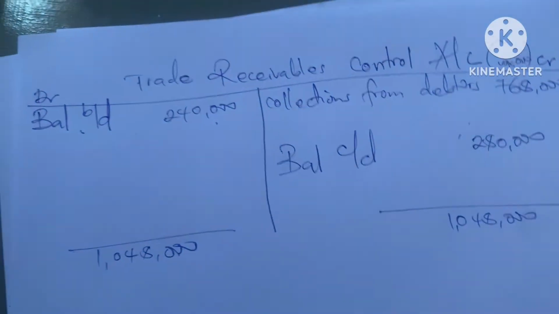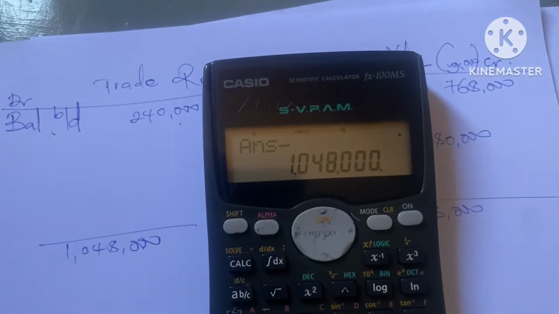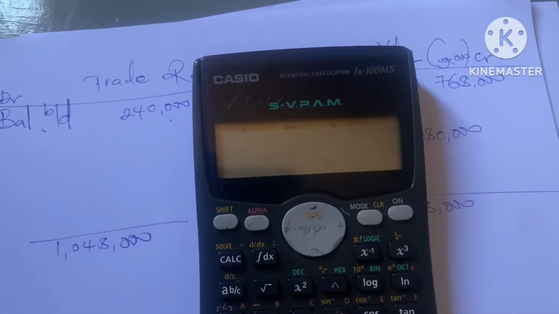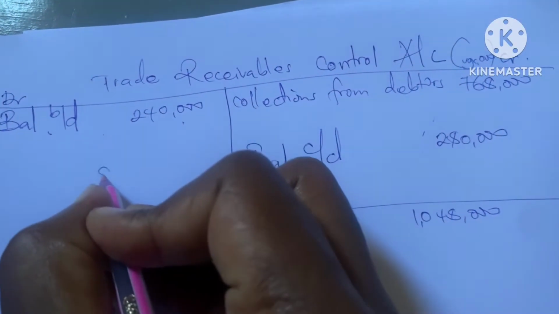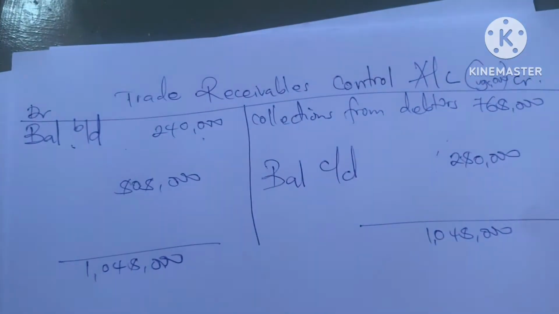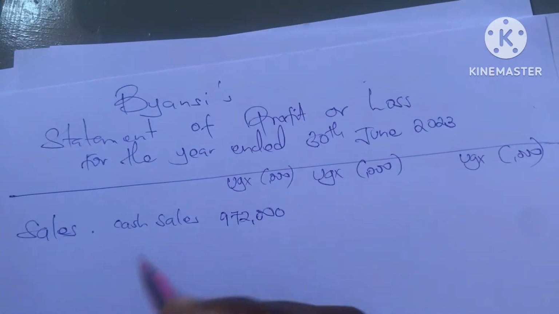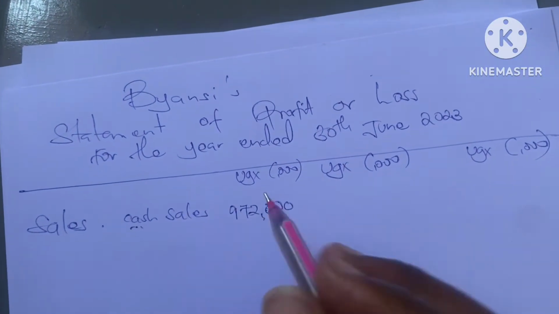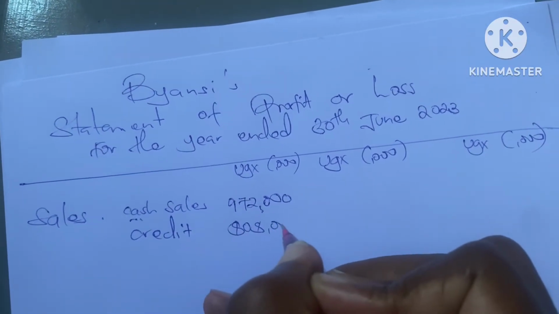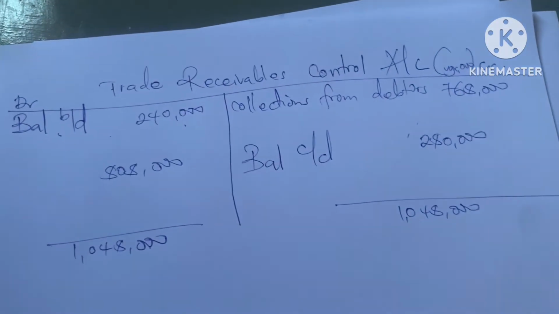So this minus this, the difference you get is the credit sales. So minus 240,000. So the credit sales is 808, like that. So we come to our income statement. We are dealing with sales. The cash ones are those ones. Then the credit, we have 808, like that. Then we also have the ones for bills.